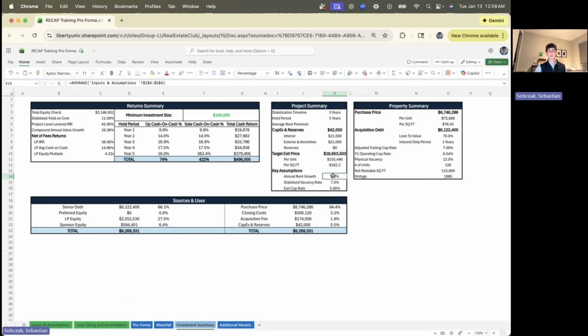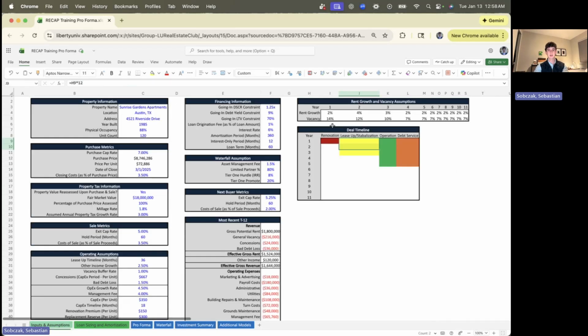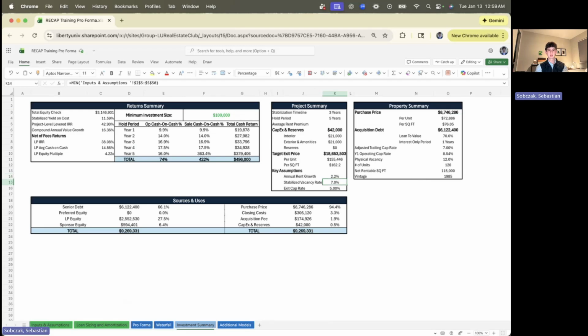Now, annual rent growth, we have an average function. So we're going to go back to our inputs and assumptions, and we're going to take an average of these rent growths. That's just going to give us our average. It's a pretty simple function. And then moving down to our stabilized vacancy rate. For vacancy rate, obviously it's going to be pretty high when we buy it, and there's a lease up period, and then it's going to stabilize at some lower percentage.